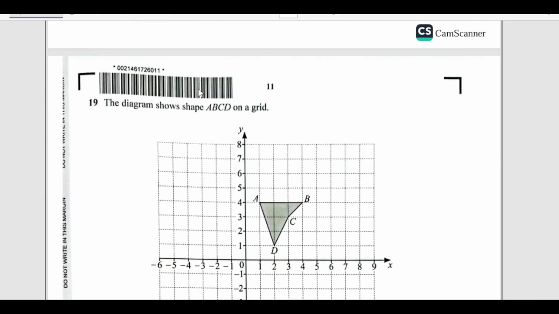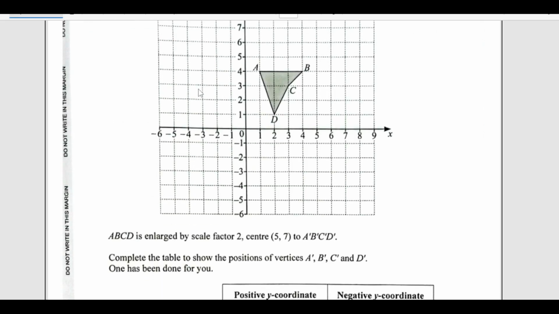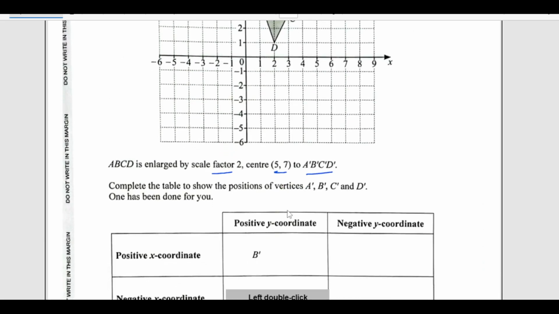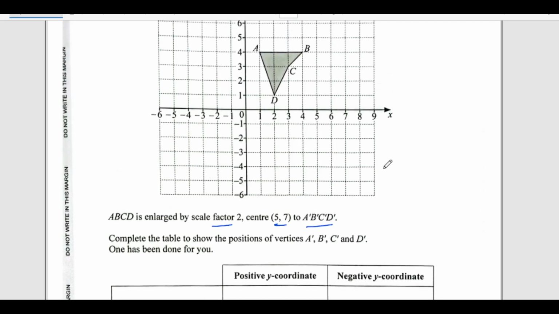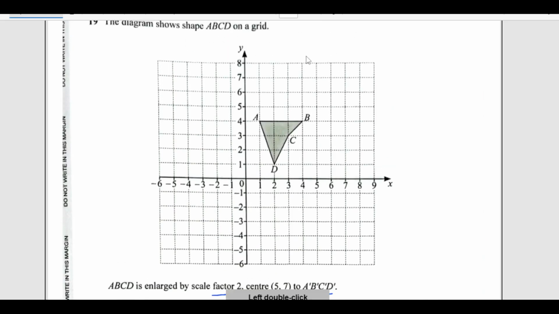Number 19, the diagram shows a shape ABCD on a grid. So the question is, ABCD is enlarged by scale factor of 2 with center (5, 7) to A dash, B dash, C dash. Complete the table to show the position of A dash, B dash, C dash. Where it is, we need to write it. So first, it's better if we draw the shape after enlargement. That will be easy. So center is (5, 7). So what do you need to do? This is the center, x is 5 and y is 7.